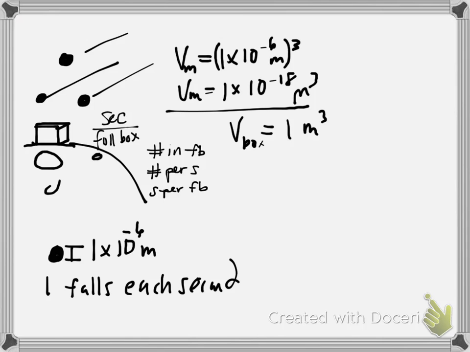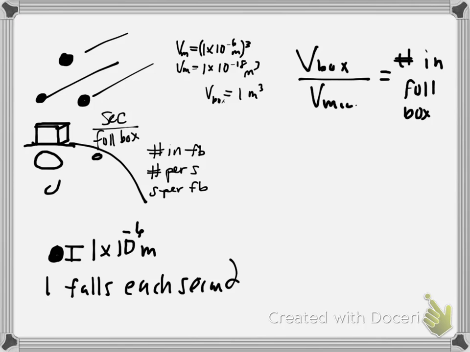So to figure out how many micrometeorites would fit into the box, we take the volume of the box divided by the volume of the little tiny cubes, right? All right. Okay, so volume of box divided by volume of micrometeorites equals the number that can fit in a full box. We could actually set that up as our first cell in a factor label if we wanted to make a really long factor label, which I love.